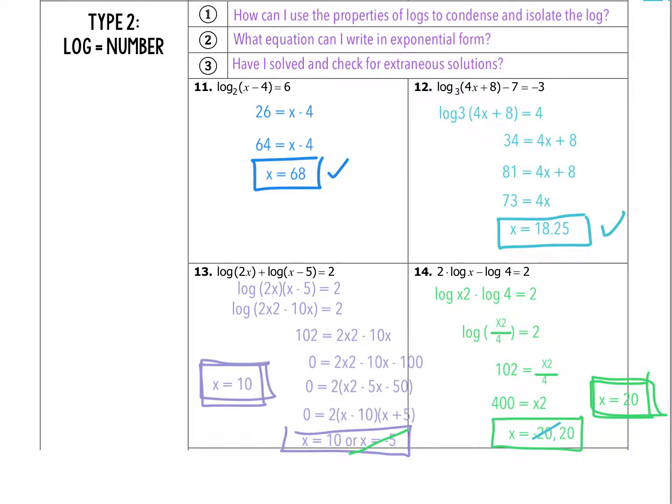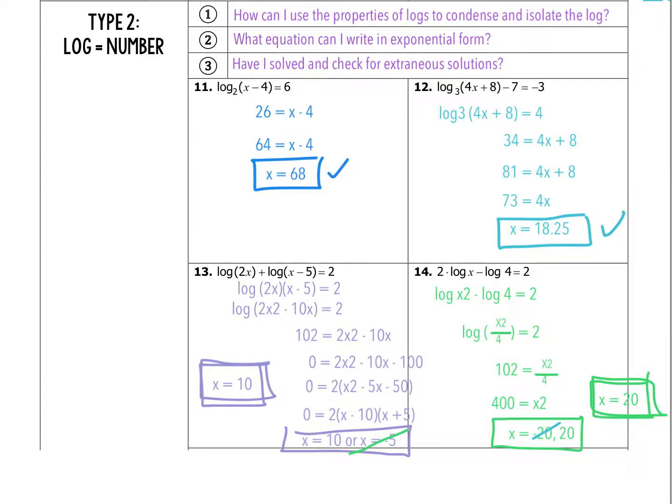And then I went back and I checked those values. So if I plug 10 in here, I get 20, and 10 in here, I get 5. Both of those are positive, so they check. But then if I plug negative 5 into here, I get negative 10, and I cannot take the log of a negative number, so that's why I eliminated it.